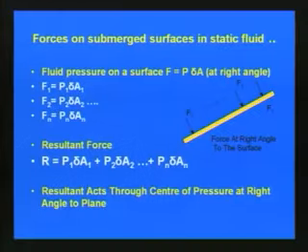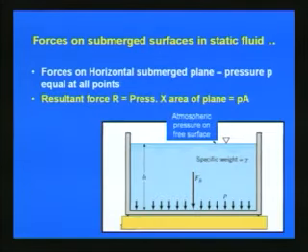So, now based upon this, we have already seen the forces on a submerged surface in static fluid, and the resultant force is equal to P1 delta A1 plus P2 delta A2, as shown in this figure. This we have already discussed in the last lecture. We have also seen the forces on submerged surfaces in static fluid, where the resultant force is equal to pressure into area of plane, that is, P into A, as shown in this slide.